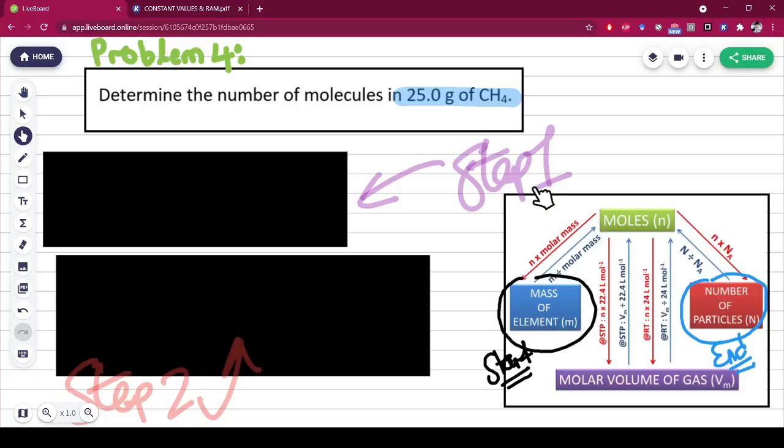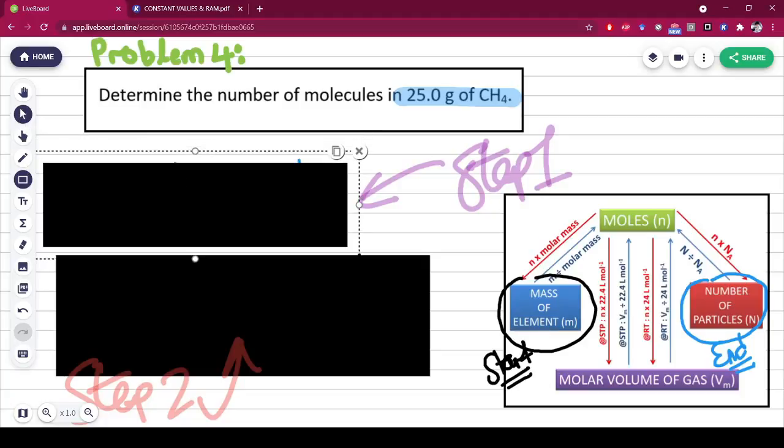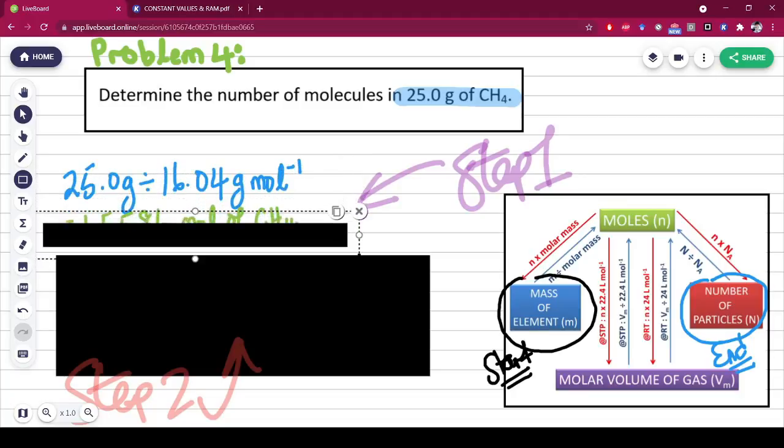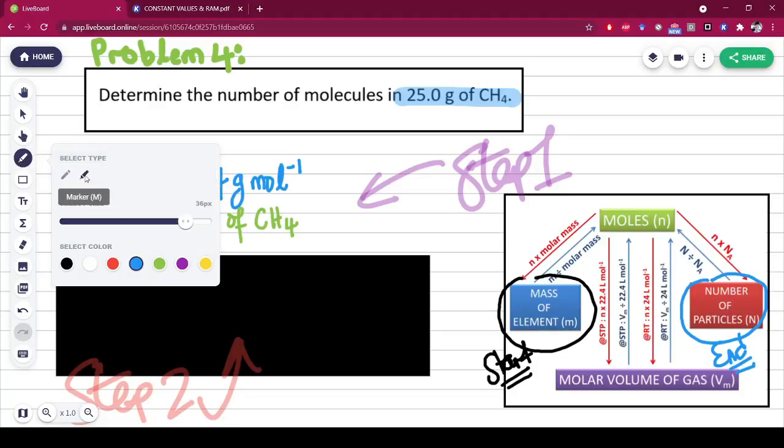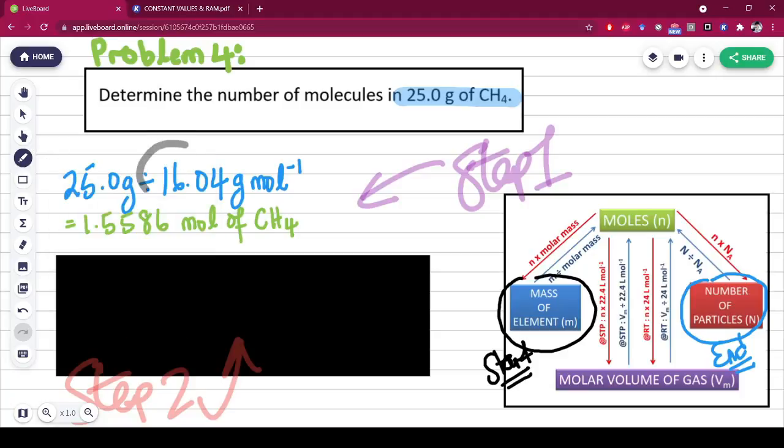So let's have a look at step number 1 over here, shall we? Step number 1, I'm going to do that. So first, this is what we have done. Okay, 25.0 grams divided by the molar mass of CH4. How do you get the molar mass? I've shown to you just now in the previous problems. I do not have to show to you that again over here. Okay, so that is the molar mass for that.